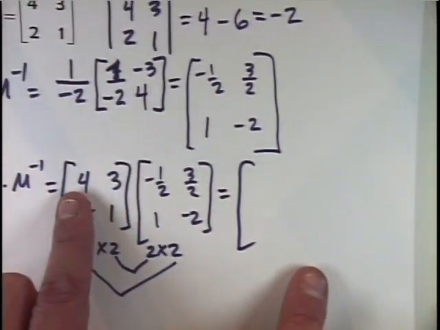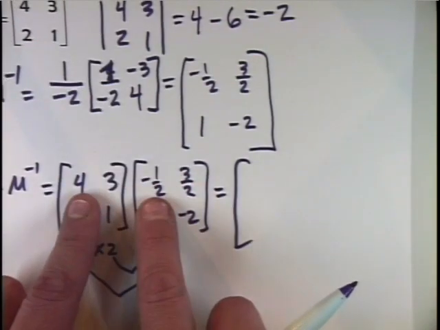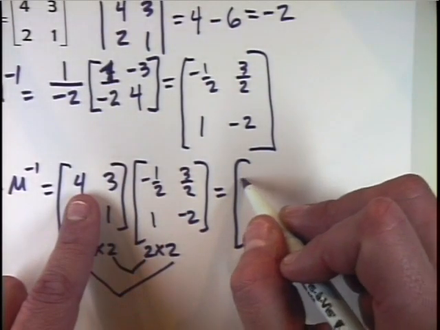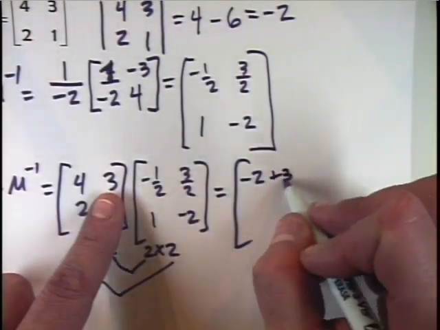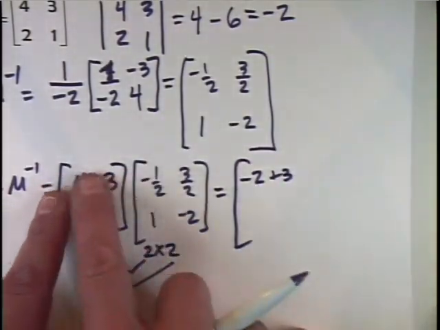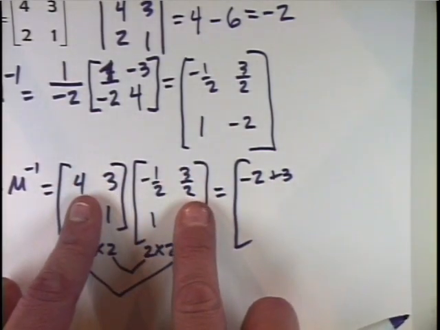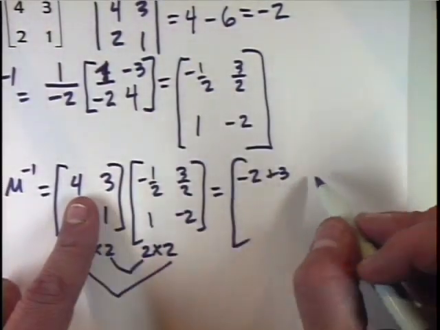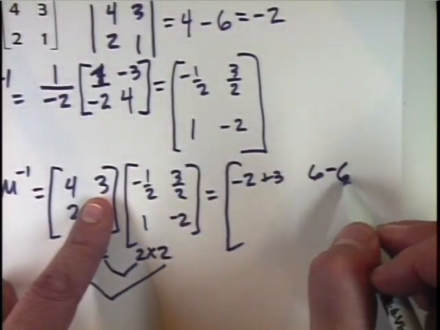Remember how we do this. We're going to go along the first row and the first column. We're going to multiply and add the product. So 4 times negative 1/2 is going to be negative 2, plus 3 times 1 is 3. So that's my new 1, 1 position. Top row, second column, gives me my new 1, 2 position. So 4 times 3/2 is going to be 2 times 3 is 6. And then I'm going to go 3 times negative 2 is minus 6.